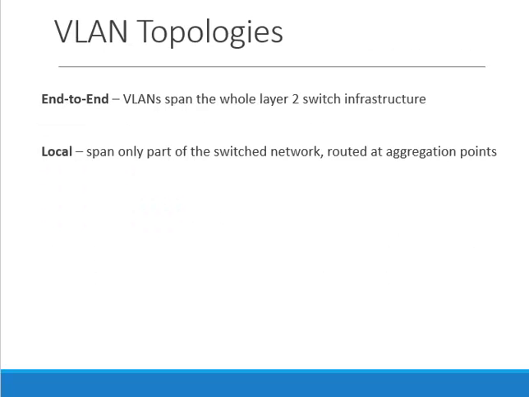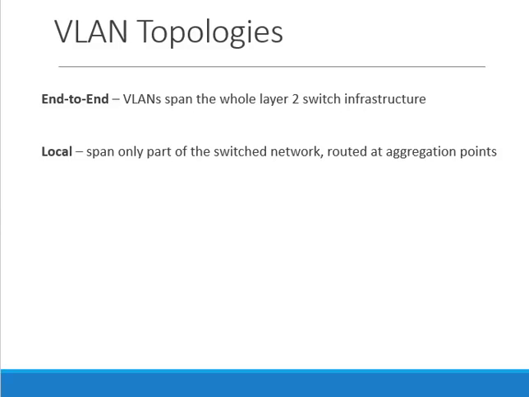We have what we call two VLAN topologies. I can do end-to-end, which means the VLANs will span the whole layer 2 switch infrastructure. We used to do that when we had the 80-20 rule: 80% of your traffic is local. Most of the things I send or receive are in the same VLAN I'm in, and I don't need to leave the layer 2 infrastructure. Then about 20% needs to go outside of that broadcast domain or to some remote location.